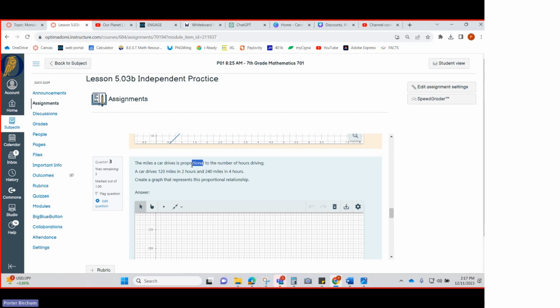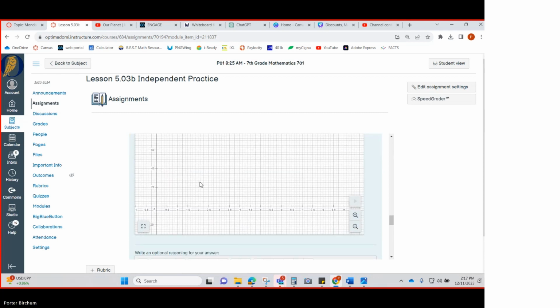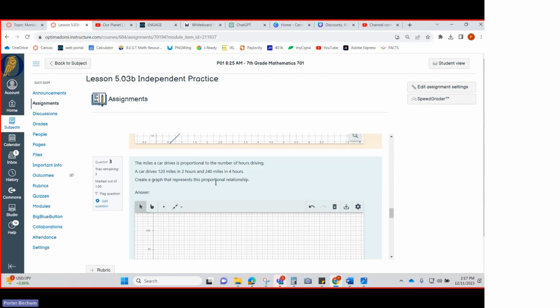It's proportional. That means one of my dots is going to be at 0, 0, right there. And my other dot will make it so my line is straight. So those are the two things I know. My line will be straight, and one of my dots will be at 0, 0.